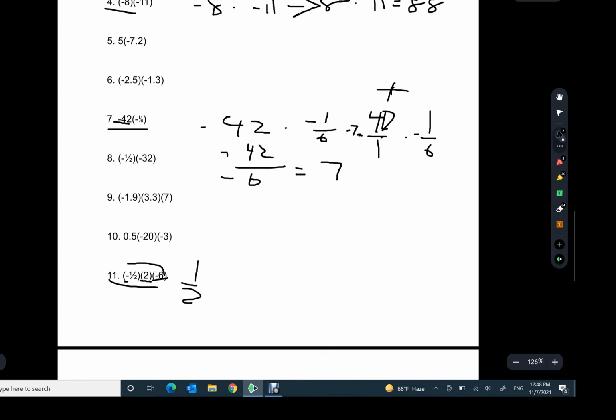So let's get on to the problem. So it's negative 1 over 2, times negative 6 times 2. And let's divide this problem into 2 different steps. So the first step would be to just multiply these 2. And as we all know, when you multiply by a fraction, it's the same as dividing. So it would be negative 6 divided by negative 2. That we all know is 3. And so we take this 3 and multiply it by 2. And that would be 3 times 2, which would be 6.